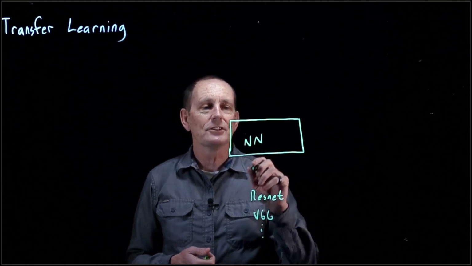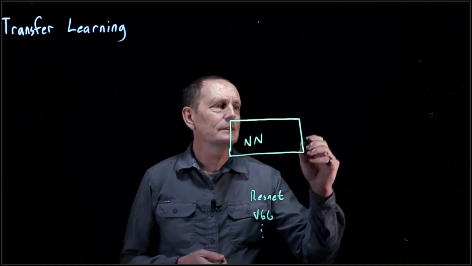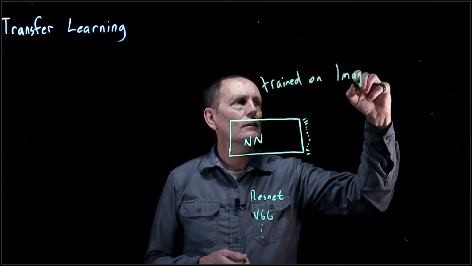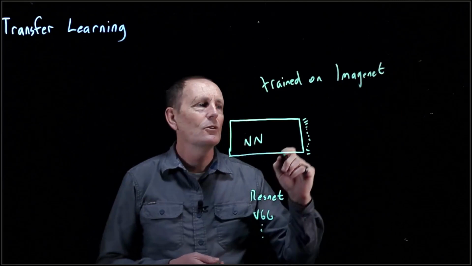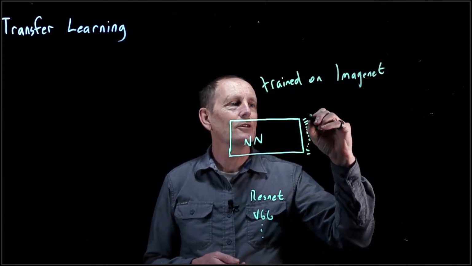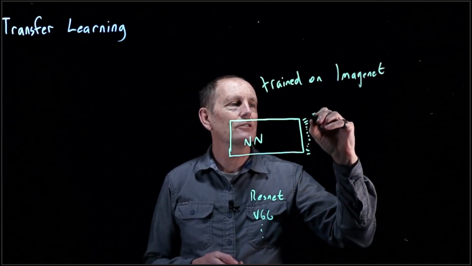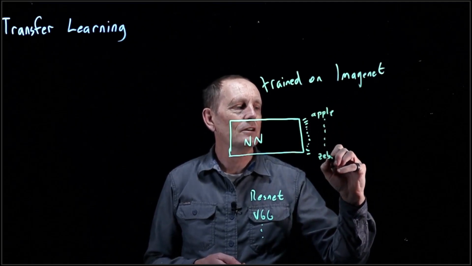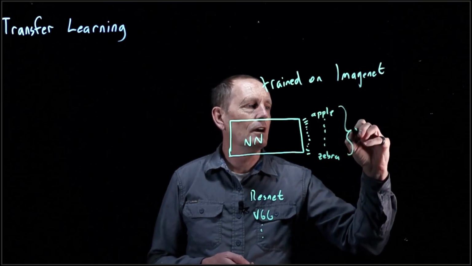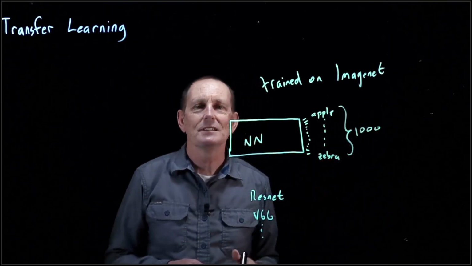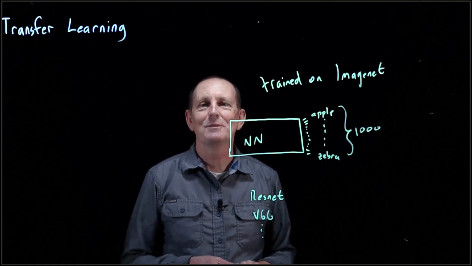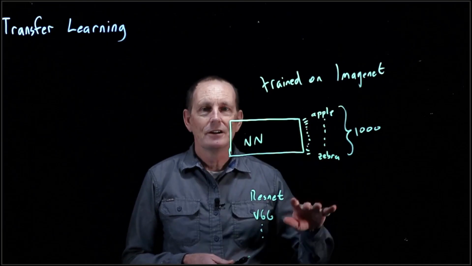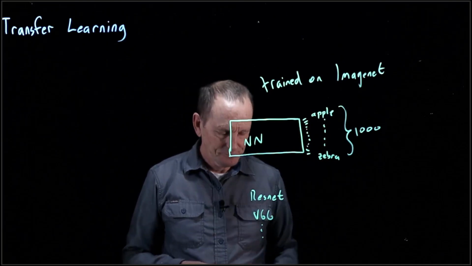This neural network was trained on ImageNet. This is the millions of images with 1,000 different categories. So categories ranging from, let's say, apple all the way to zebra, of which there are 1,000 of them. Now, apple and zebra specifically may or may not be ImageNet categories. I'm not sure. I'm just trying to give the idea that it's A through Z. So we have these various different images.